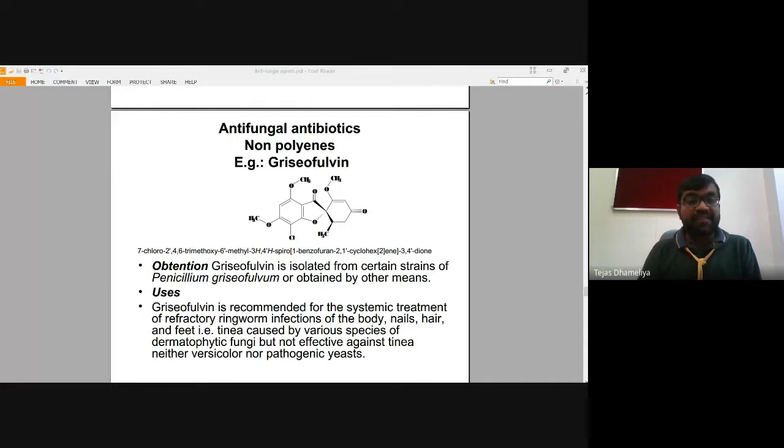So even though we can synthesize it in the lab, it is also synthesized by Penicillium notatum and Penicillium chrysogenum. So it is an antibiotic.